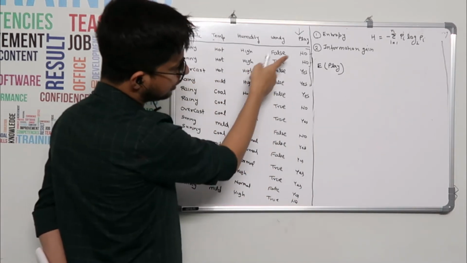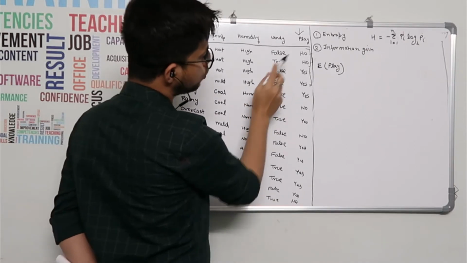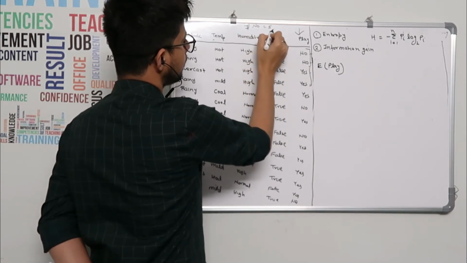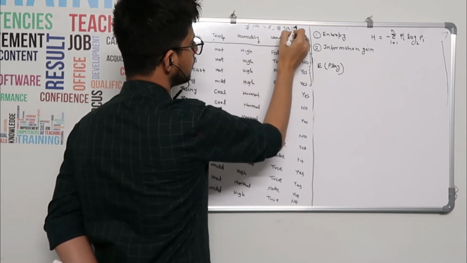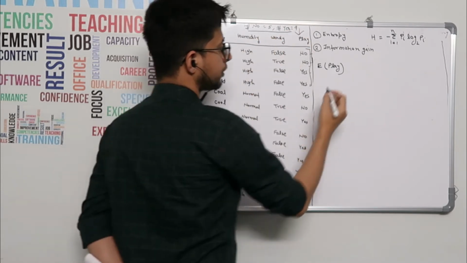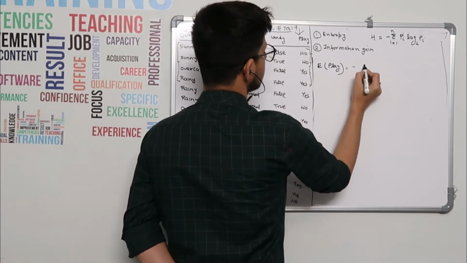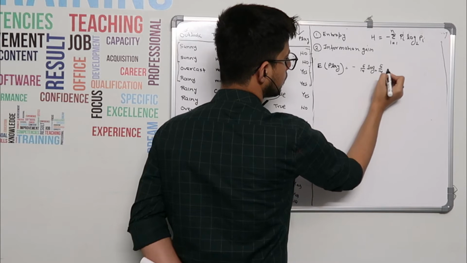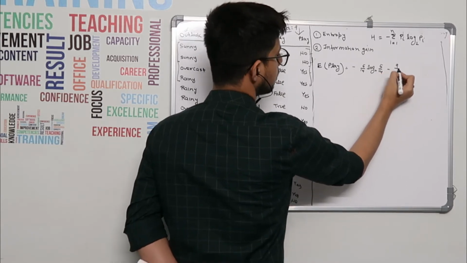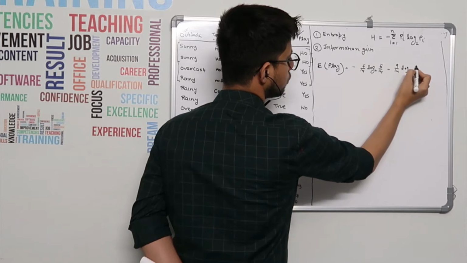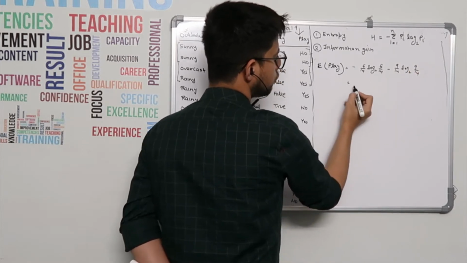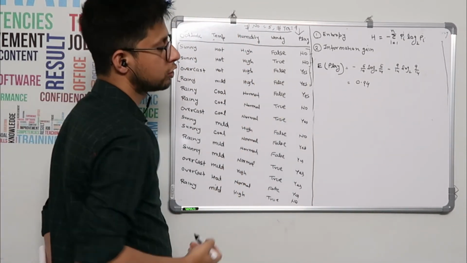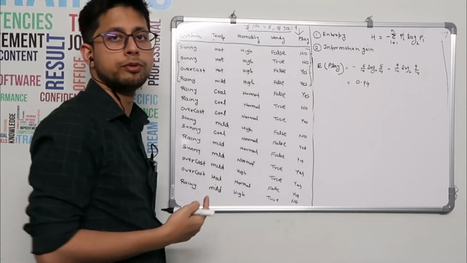So how many classes are there? Only two classes, right? How many no's are there? We have written: number of no's is 5 and number of yes is 9. So entropy of play will be minus 5 by 14 log base 2 of 5 by 14, minus 9 by 14 log base 2 of 9 by 14. If you solve this, it will come to 0.94. Normal mathematics. So entropy of play will become 0.94.